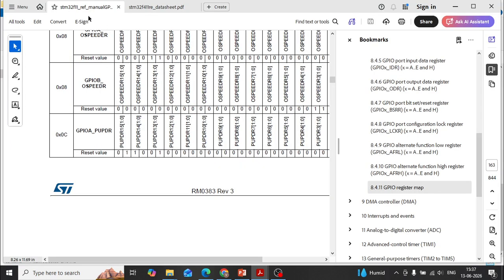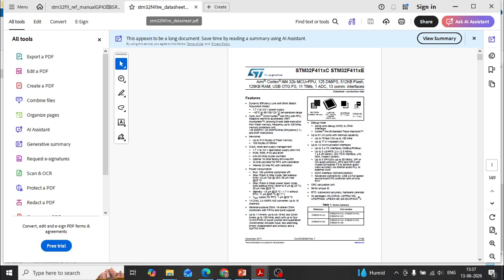You can see this is my reference manual. Here at the top it shows reference manual. On the other side, this is my datasheet. You should first understand what a datasheet is and what a user manual or reference manual is. In the datasheet, most of the electrical and physical parameters are explained: what the operating frequency is, what the voltage level is, what the current is, what the temperature threshold values are, and what the pinout diagrams are. All this information is provided in your datasheet.